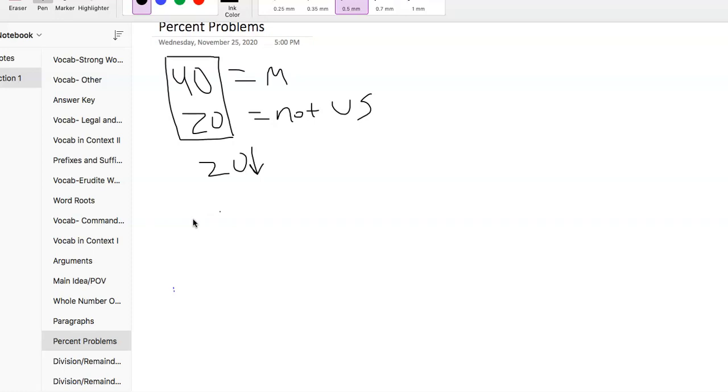The way that we go about doing this is we multiply these percentages together. So 40% is 0.4 or 0.40, same difference, and 20% is 0.2 or 0.20. If we multiply those two together, we get 0.08, which is 8%. And that is our final answer.